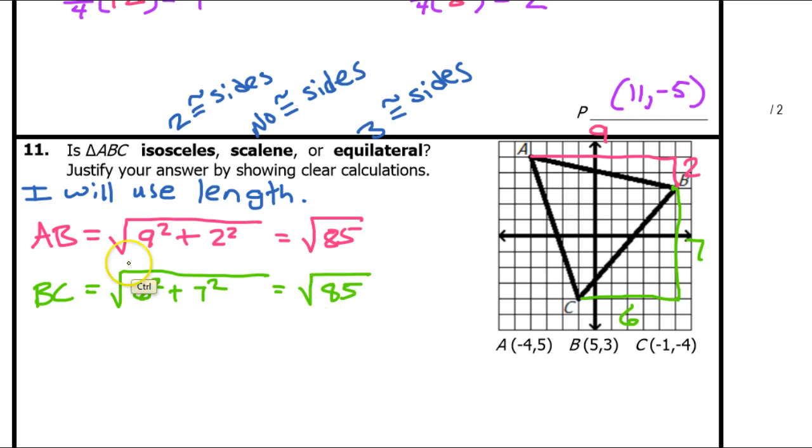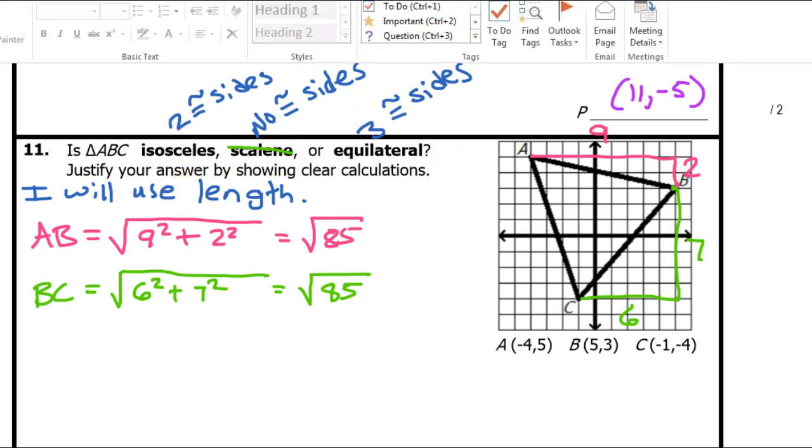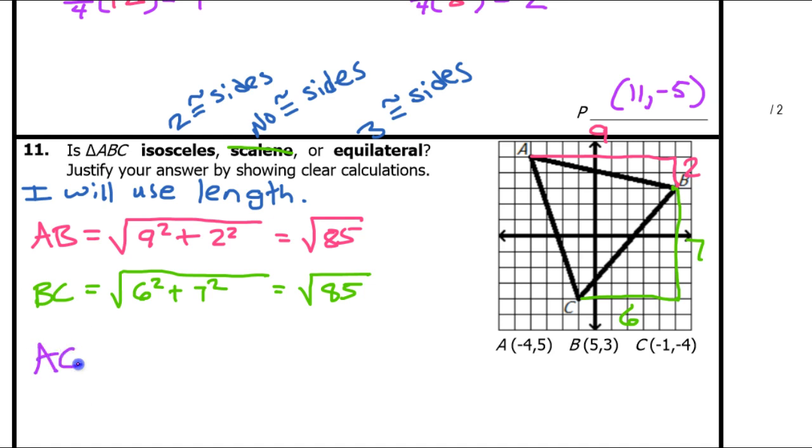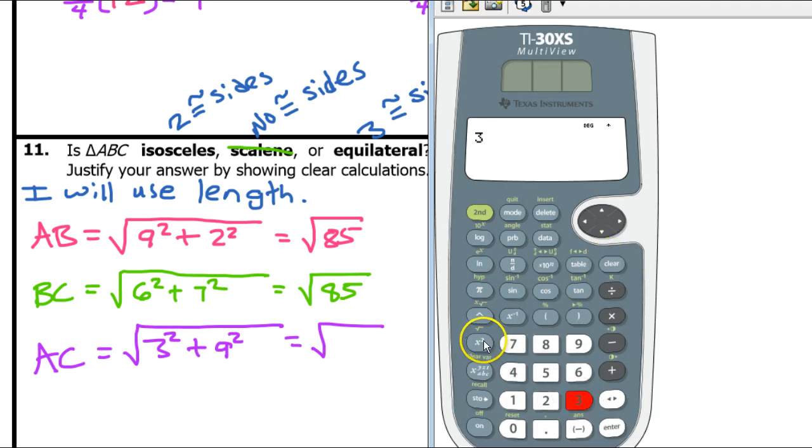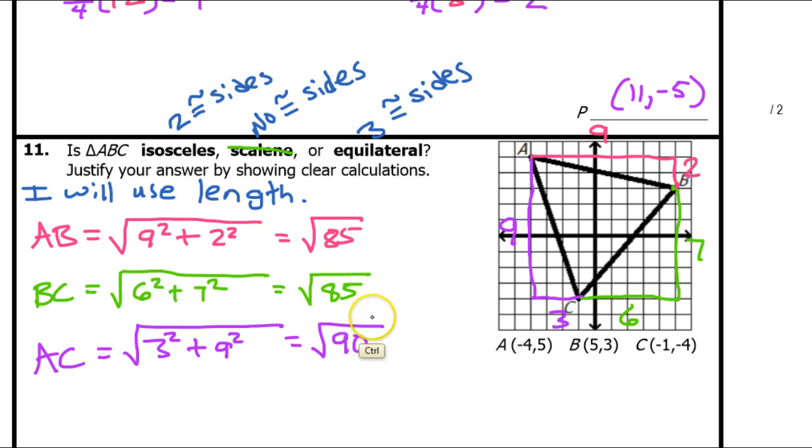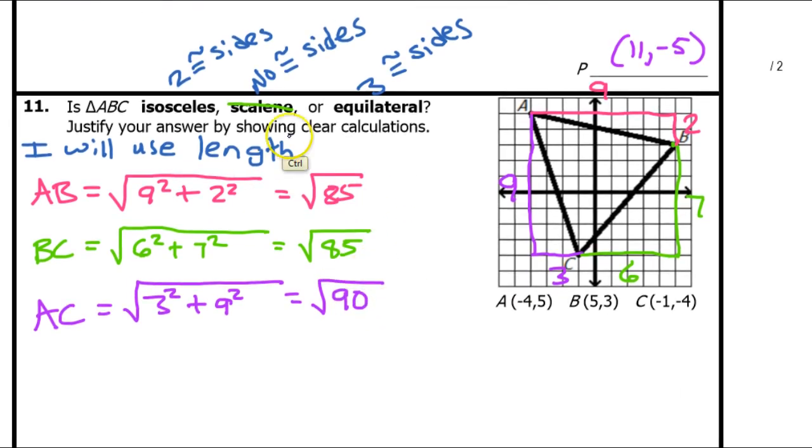So far I have two congruent sides, so this is definitely not going to be scalene. It's down to either isosceles or equilateral. Let's find the third length, and then we'll know. So what about AC? One more time, we'll do the Pythagorean Theorem. We'll draw a right triangle so that AC is the hypotenuse. The horizontal change is 3. The vertical change is 9. So that's going to be the square root of 3 squared plus 9 squared. That's 90. So I have two congruent sides, so that means this is going to be isosceles.